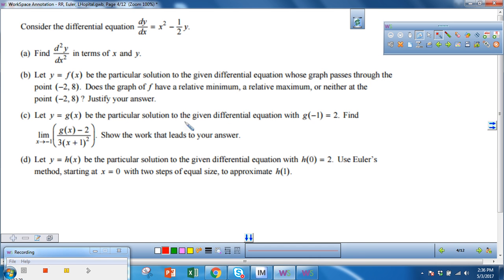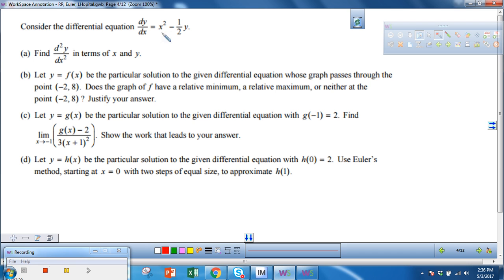Okay, so this is problem number 5, I think, from 2016. So the first thing we want to do is look at the derivative, because they asked us to find the second derivative. It's question number 4. They asked us to find the second derivative, so I have to find the second derivative of this.